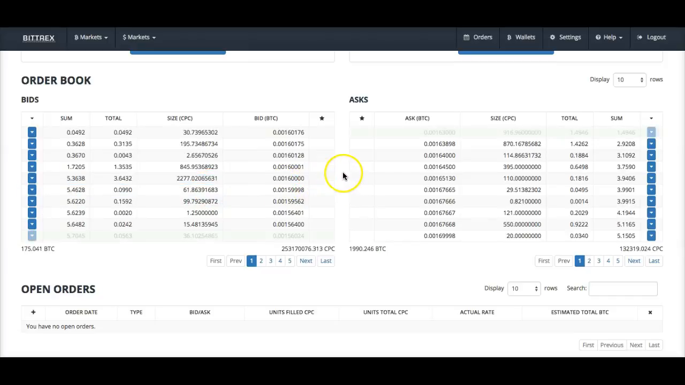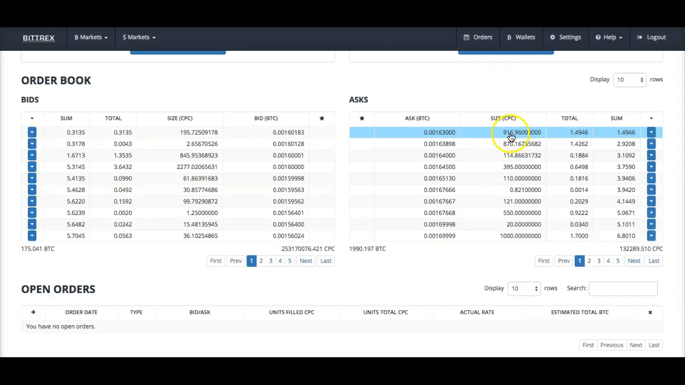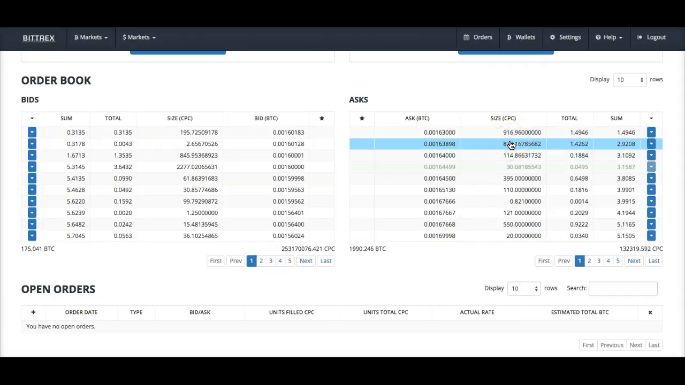Okay, so instead of loading a low ball number price over here and trying to pick up Capricoin, what you do is you go over here and you find somebody that's selling Capricoin for about half of the amount of what you want to buy. Okay, so in this instance, this guy's selling 114 Capricoin at 164,000 Satoshi. It's about 0.1884 Bitcoin.